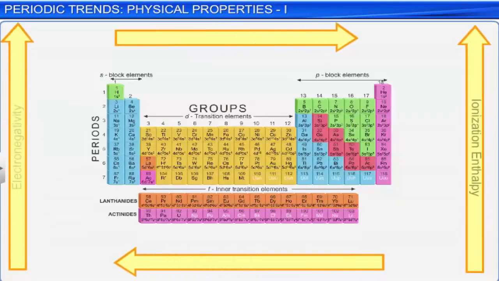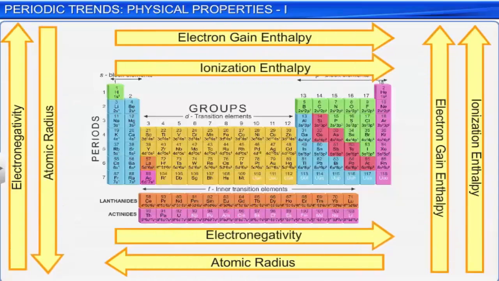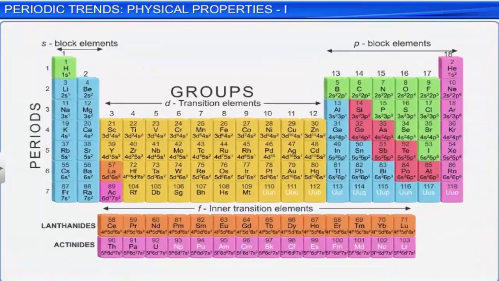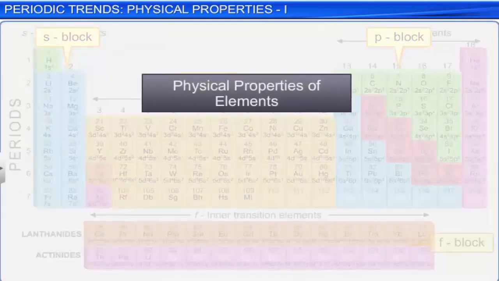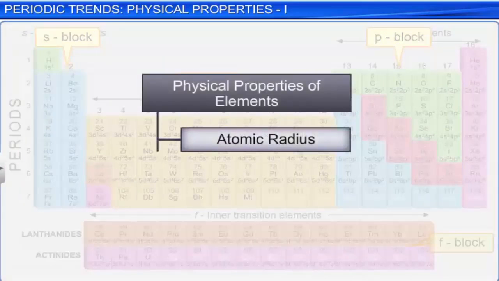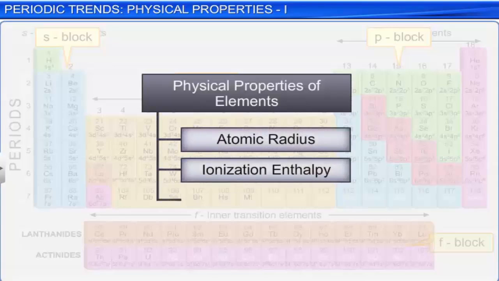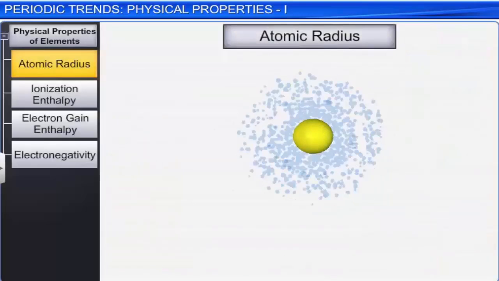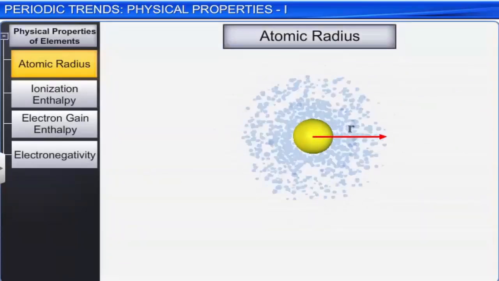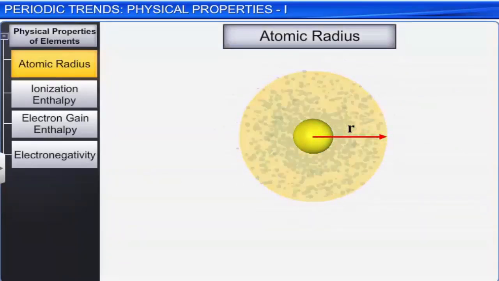A gradation in their physical and chemical properties is attributed to the arrangement of elements with respect to their electronic configurations. In this particular module, you will learn about the periodic trends in physical properties such as atomic radius, ionization enthalpy, electron gain enthalpy, and electronegativity. The first important physical property is atomic radius. Atomic radius can be defined as the distance from the center of the nucleus to the point up to which the density of electron cloud is maximum.